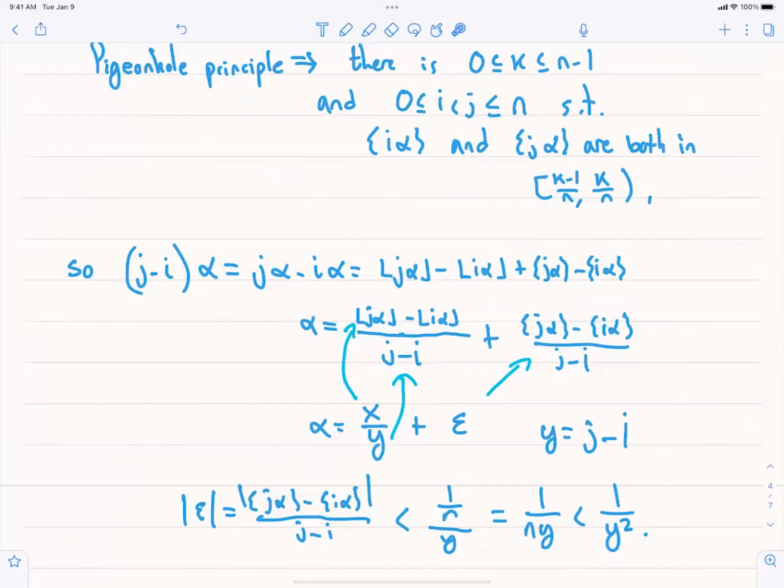And then j minus i, well, j and i are both between 0 and n. Sorry, j minus i is this, this is y. So I just do this and I get less than 1 over n over y, and I simplify that, so I have something less than 1 over ny. Now I want to use this j minus i. Well, i and j are both between 0 and n, so j minus i is less than n. So this is, shoot, what did I do wrong here?